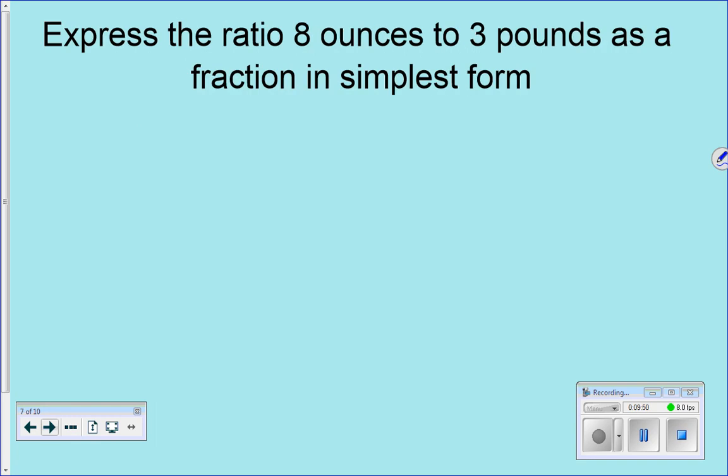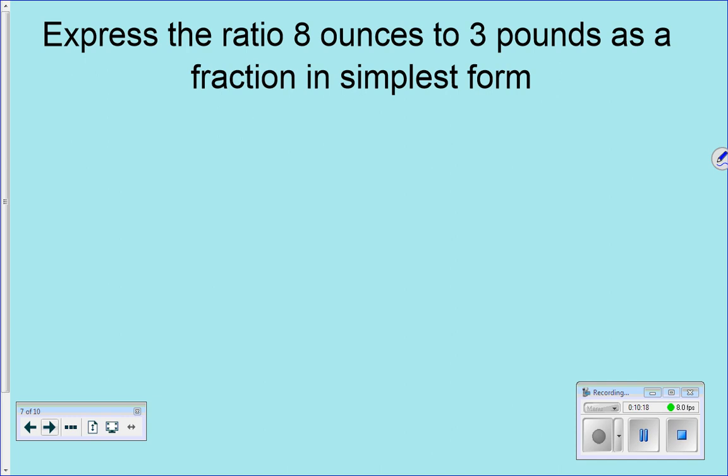So for example, express the ratio 8 ounces to 3 pounds in a fraction in simplest form. Okay, so I have ounces and pounds. I either have to make it all pounds or all ounces. To me, the easiest thing would be to make the pounds into ounces. So how would I take my pounds and make them into ounces? What would I need to do here, Virginia?